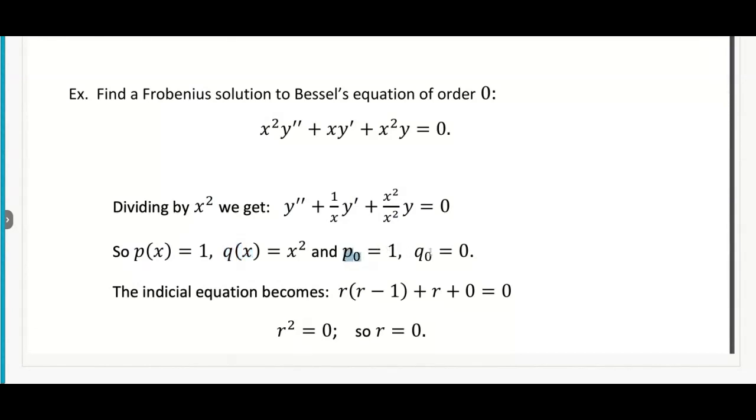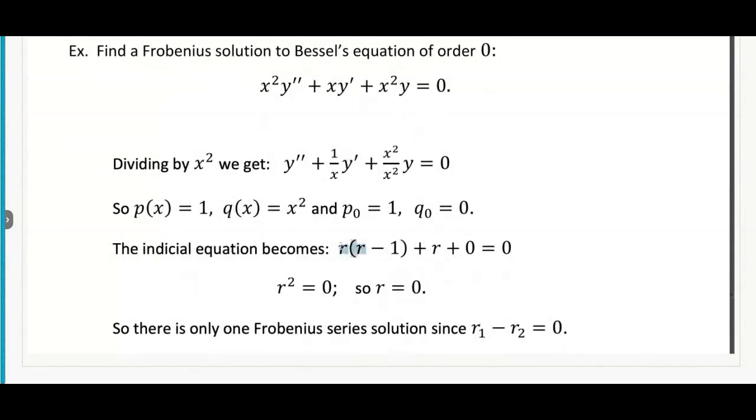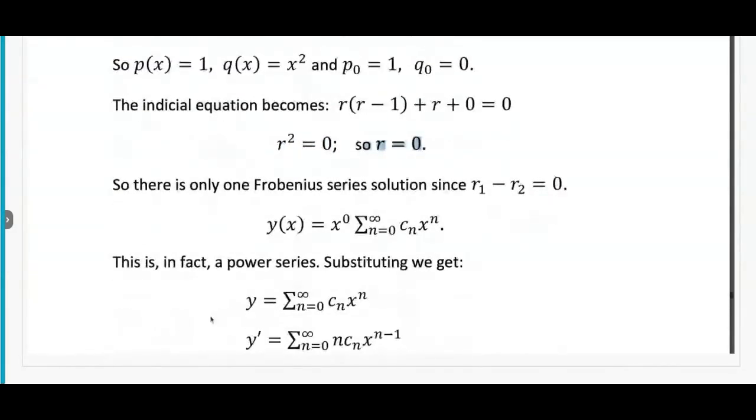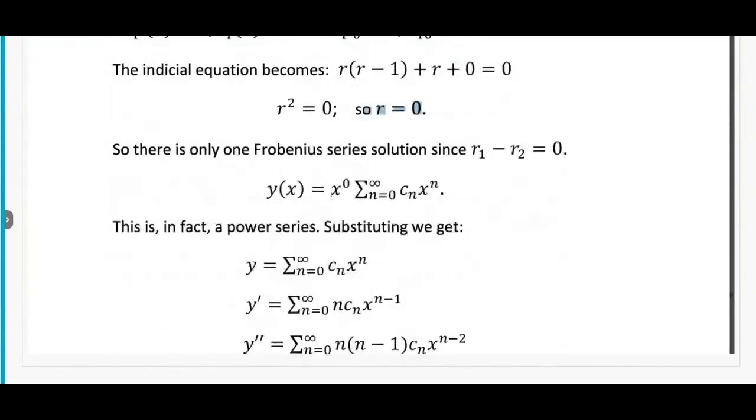P of 0 is 1. Q of 0 is 0. So our initial equation becomes this. It's just r squared equals 0, right? Because minus r plus r is 0, so it's just r squared equals 0. So r equals 0. Then the solution in this form, just x raised to r, with x raised to 0, which is 1, with this series.